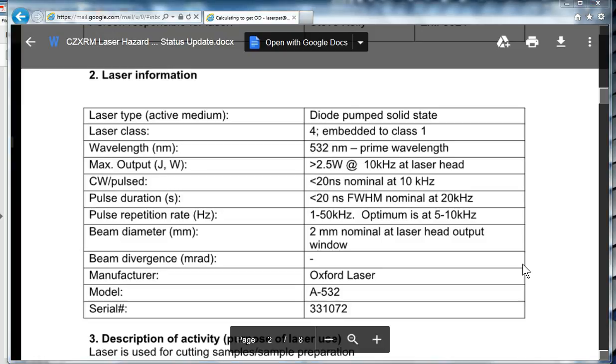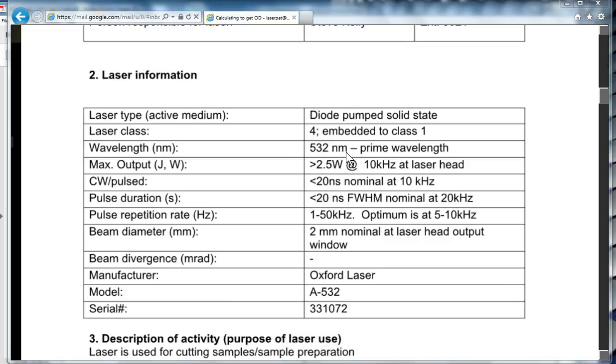Okay, let's take a look at this laser. What we have is something that is repetitive pulsed. Its primary wavelength is 532 nanometers, so it's visible light in the green. Looks like we put out 2.5 watts. It says greater than 2.5 watts, but you know what? We're going to use 2.5 watts, and I'll show you where even doubling the power probably won't matter.